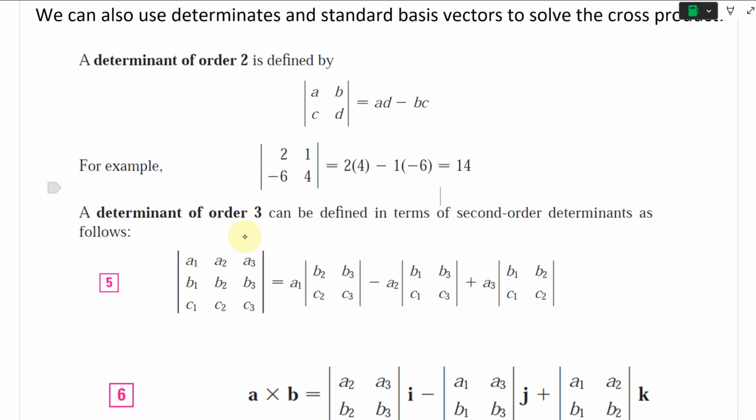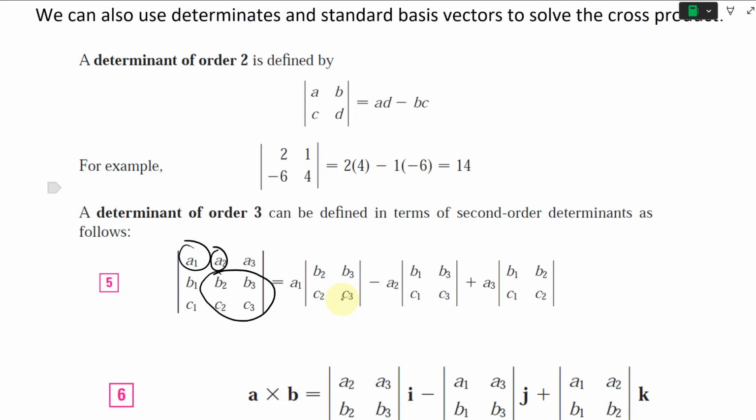And a determinant of order 3 can be defined in terms of second order determinants as follows. If you have three rows a1, a2, a3, b1, b2, b3, and c1, c2, c3, then you can separate these into three different second order determinants. The first is a1 times the determinant of b2, b3, c2, c3, in other words, this with this. And then for the next one, you're going to subtract.